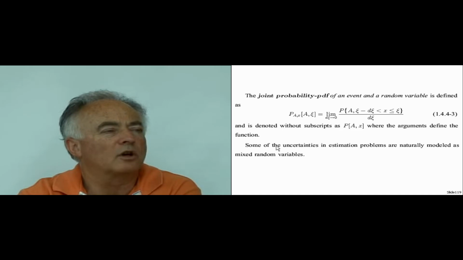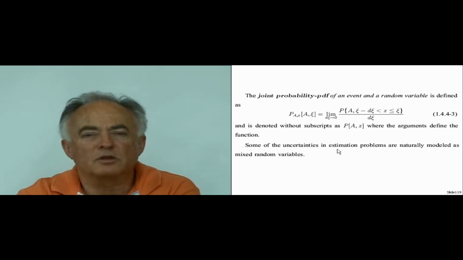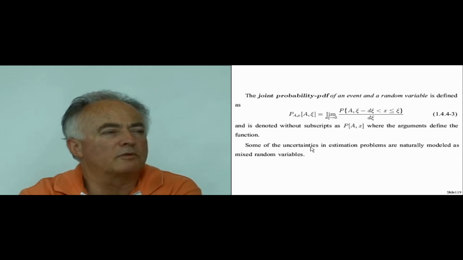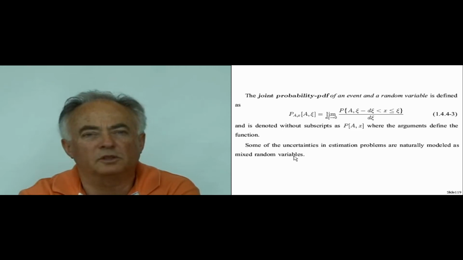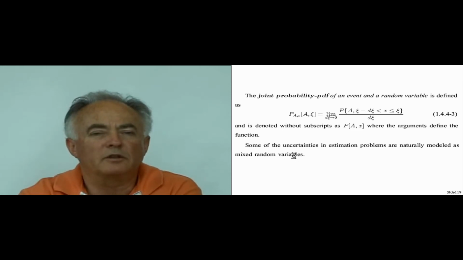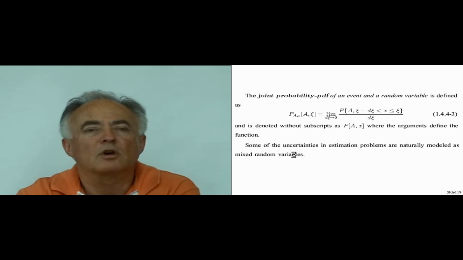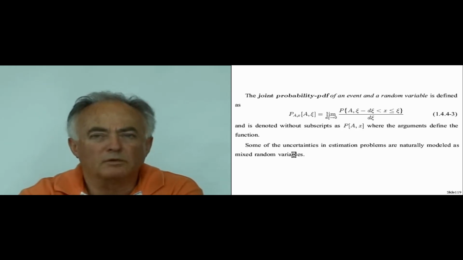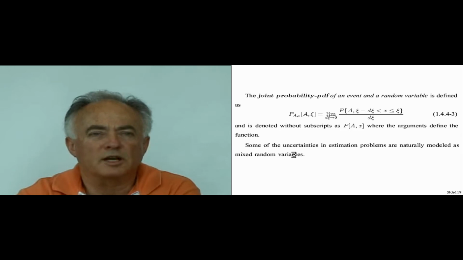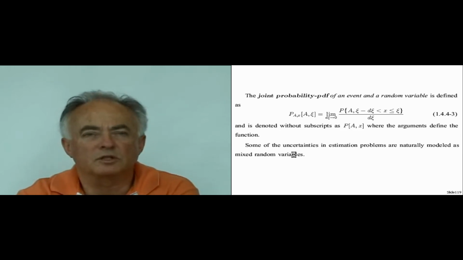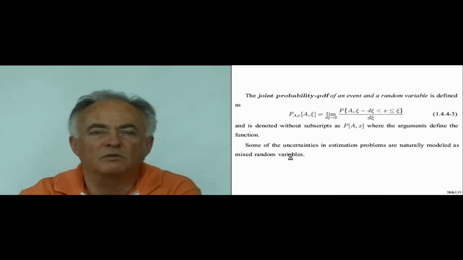The reason all these mixed cases are brought up is that some of the uncertainties in estimation problems are naturally modeled as mixed random variables. When you define what's called a hybrid system, which has continuous and discrete uncertainties, eventually we'll see this towards the end of the course in multiple model estimation techniques. We have some quantities which describe the system that are continuous, others which are discrete. The model is discrete and is a continuous valued, what's called base state random variable, as we'll see later.